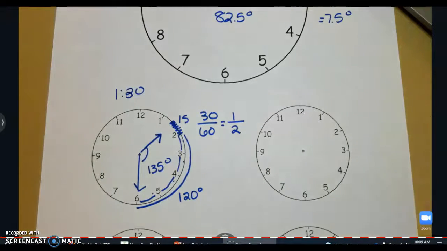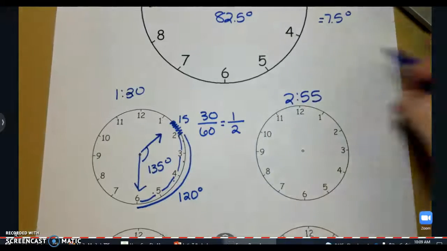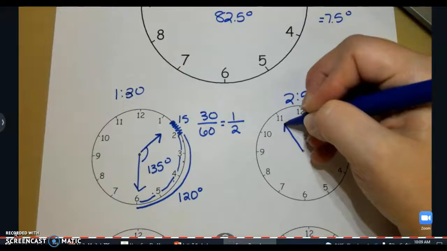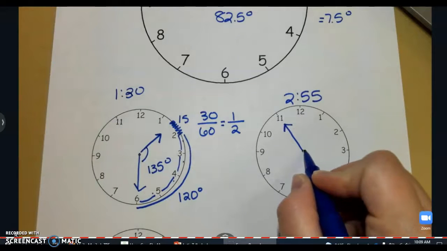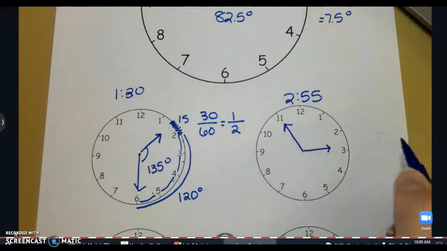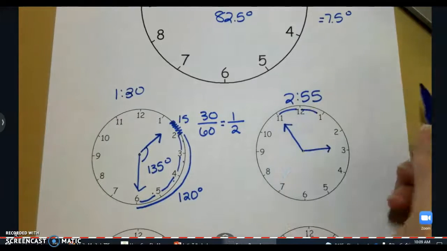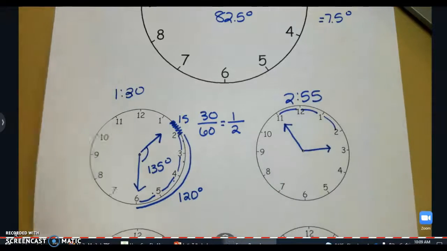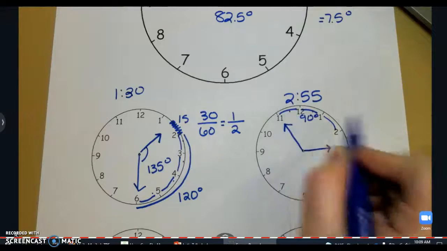Okay. Let's do another one. Let's do 2:55. At 2:55, my minute hand is pointing towards the 11, and my hour hand is pointing between the 2 and the 3, but almost towards the 3 because it's been almost the full hour. So let's find this measure. I've got from 11 to 12, 12 to 1, and 1 to 2 are entire increments. So that's going to be 90 degrees, 30, 30, 30.